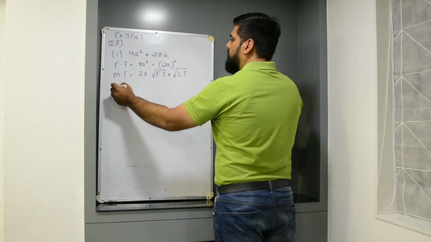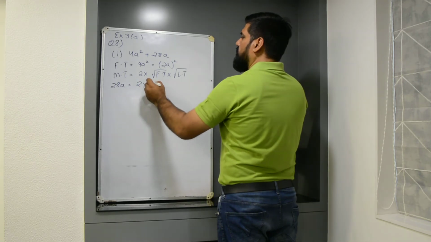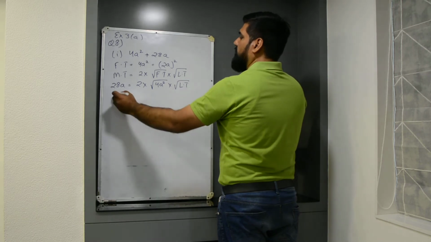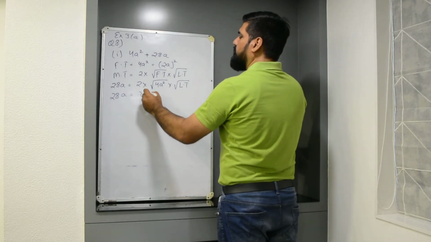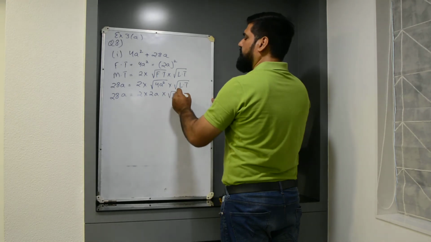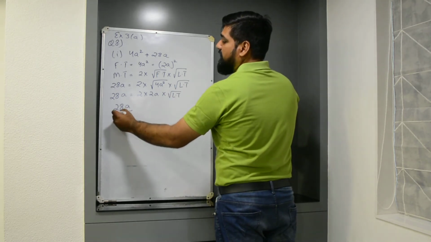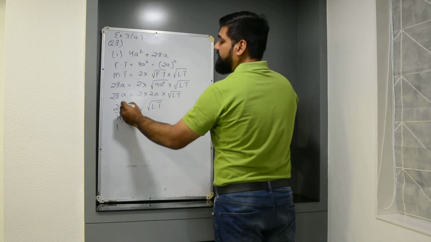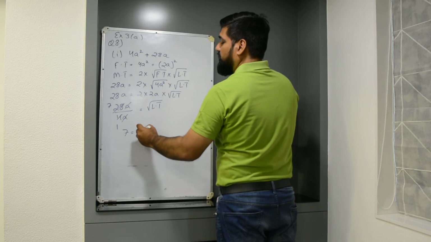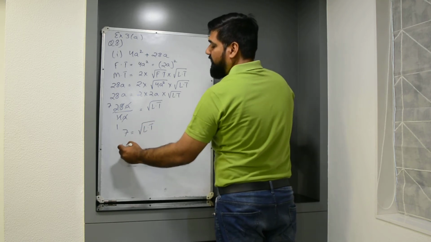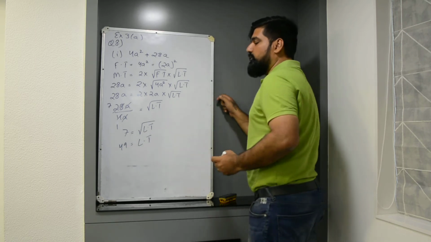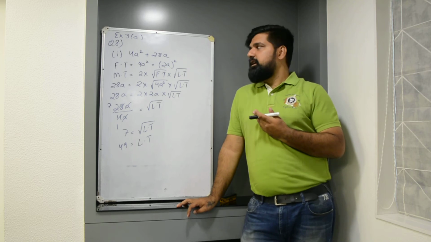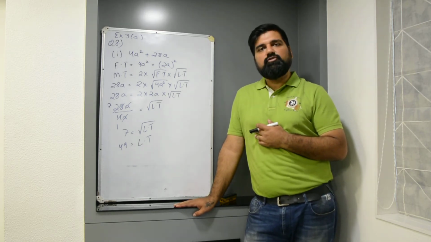So here 28a will be equal to 2 into square root of 4a square into square root of last term. So 28a is equal to 2 into 2a into square root of last term. So 28a upon 4a is equal to square root of last term. a cuts, 4 1s are 4, 4 7s are 28. 7 is equal to square root of last term. If we square both sides, then the last term will come out to be 49. So 49 should be added to the given polynomial to make it a perfect square.